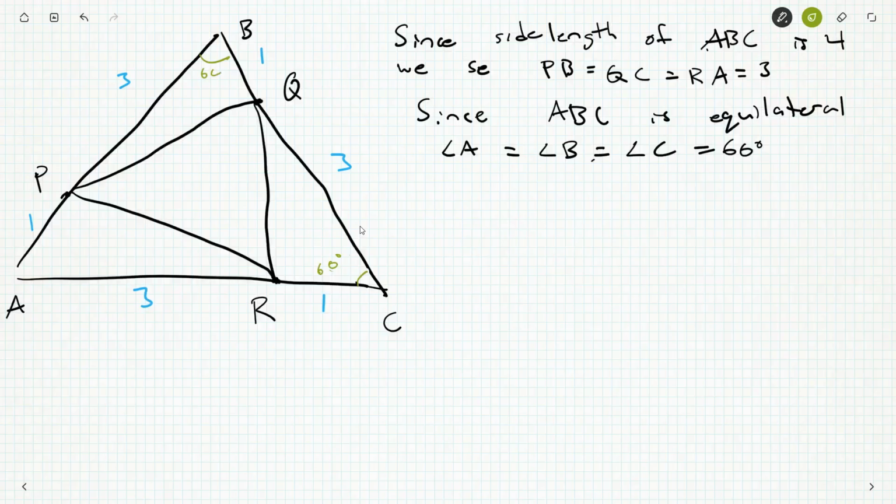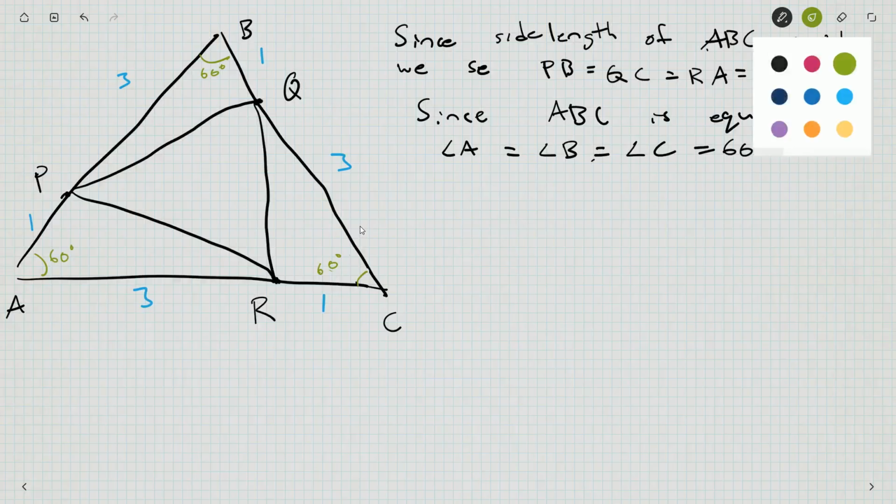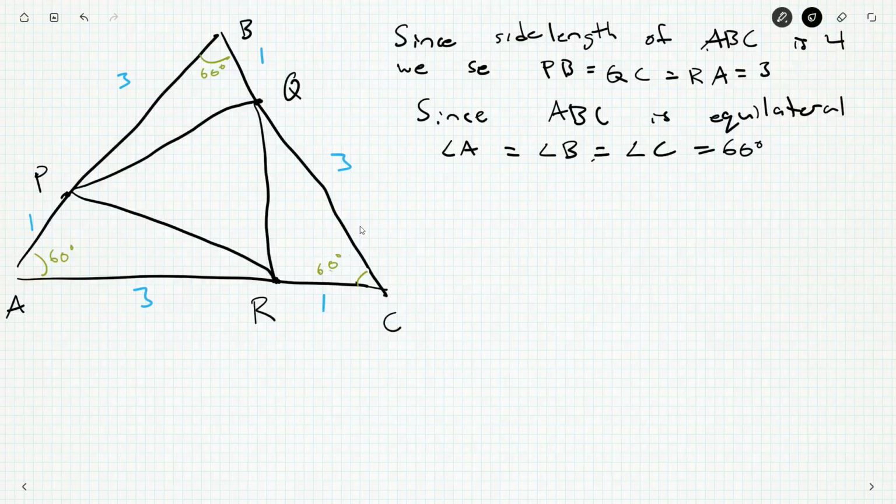60 degrees, 60 degrees, 60 degrees. Okay, but this means that APR, CRQ, and BQP are all congruent by side angle side congruence. Now we say SAS, side angle side.